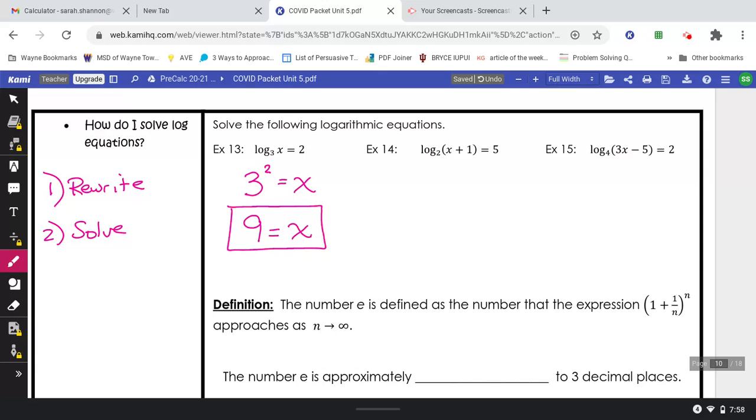For the next one, you would do first, last, second, 2. Last is 5. Second is this whole parenthesis X plus 1. Then do the exponent, 2 to the 5th. That's 32. And at the end, we'll solve by subtracting 1. 31 equals X, X equals 31.